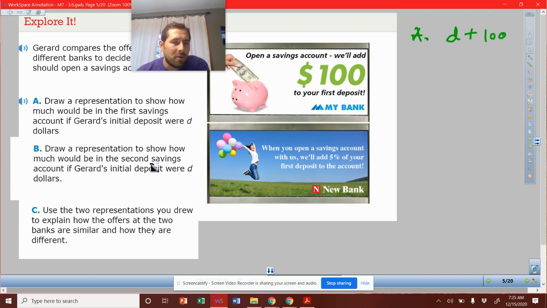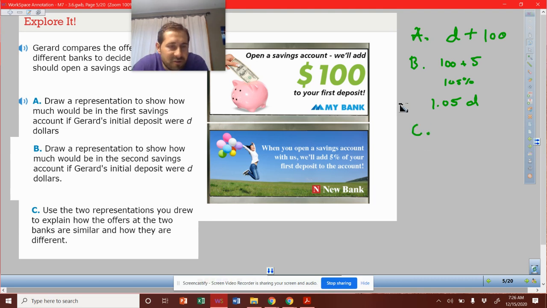Okay. Part B, draw a representation to show how much would be in the second savings account if Gerald's initial deposit was D dollars. So here is B. You're going to get 100% of your money plus 5% of that initial deposit. So you're going to get 105%, right? To turn that into a decimal, I'm going to call it 1.05 times D. So we're going to multiply that by our deposit.